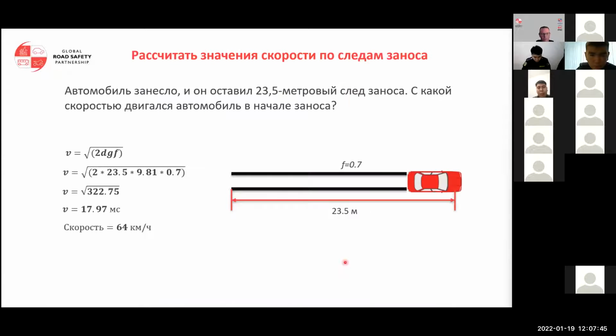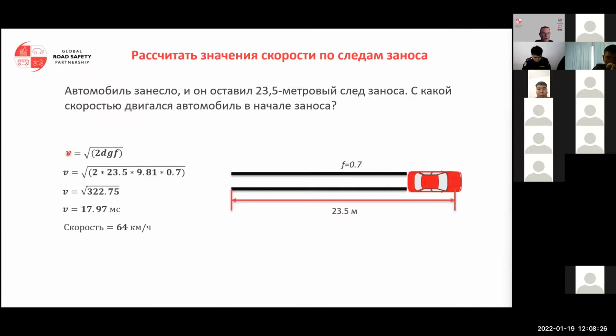Okay. All right, let's get scary. Let's do the maths. Here we have a situation. A car has skidded, leaving 23.5 meters of skid mark. We are going to find out how fast that car is traveling at the start of the skid mark. An important thing with this equation, it is based on a vehicle skidding all the way to the stop. So it starts at whatever speed, skids and stops. So it is the slide to stop or skid to stop equation.